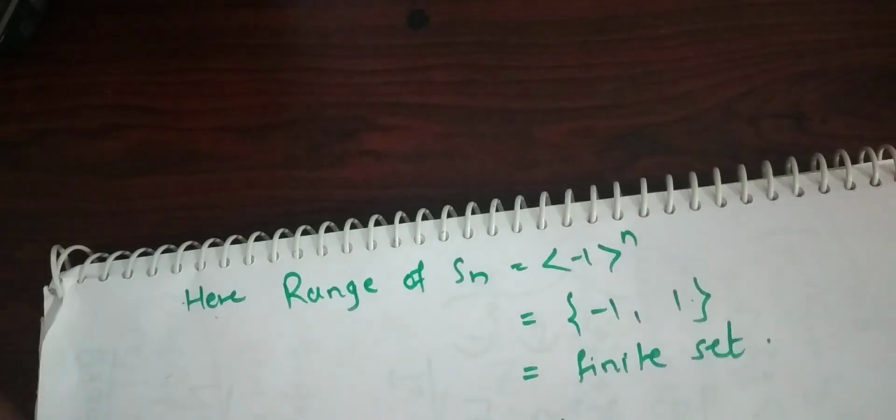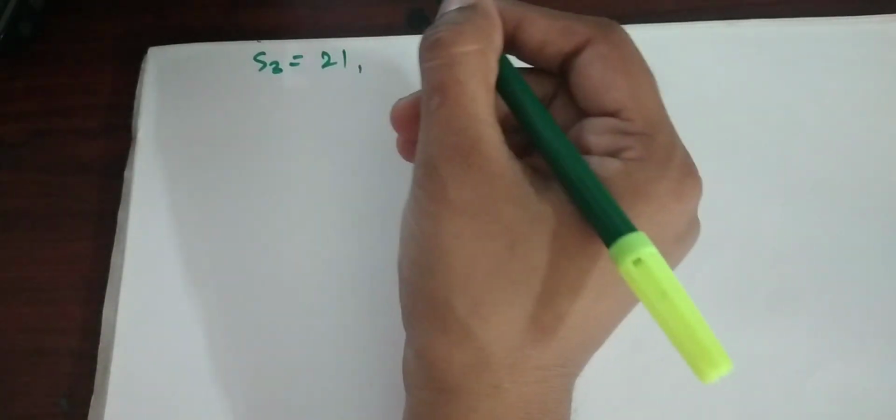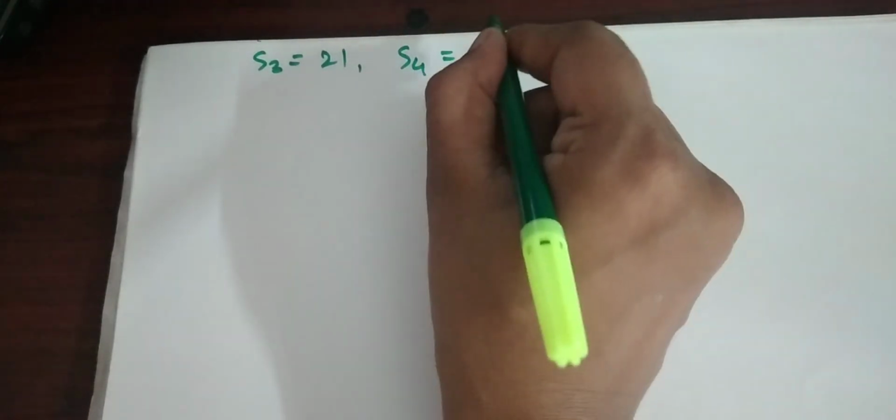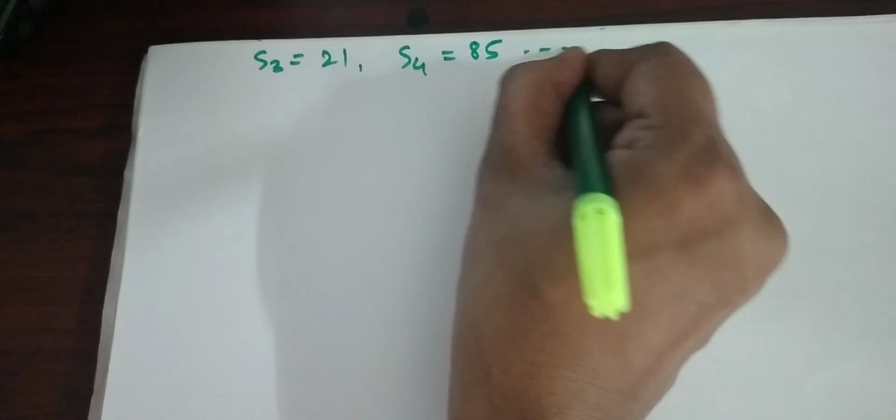Yes, next. See, what is S3? Tell me what S3 comes out to be. Find S3. You will get S3 is 21 by this formula. Yes, you will get S4 by this formula, 85, like this.